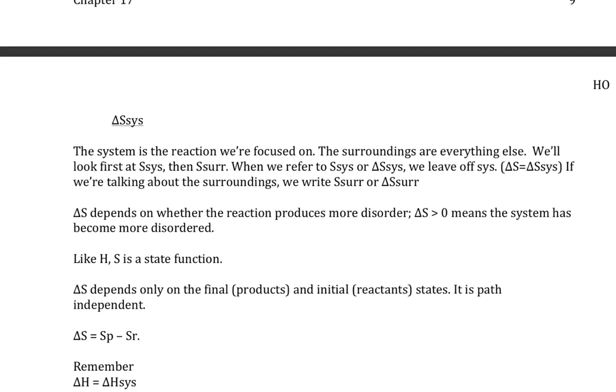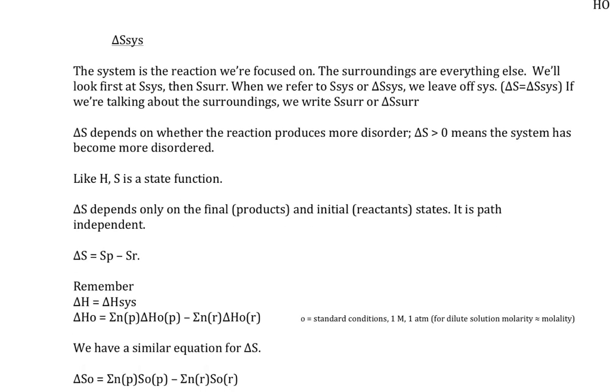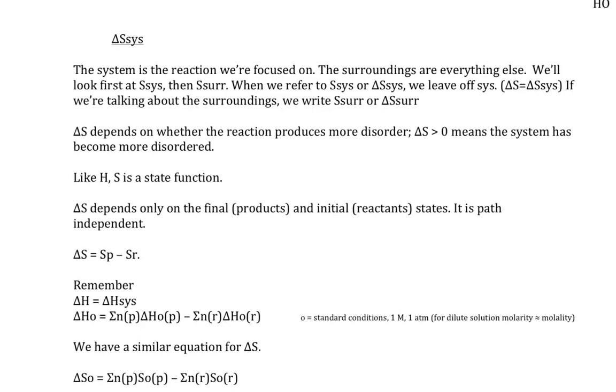Okay, so now we will look at the entropy change of the system, and then the entropy change of the surroundings, and then the entropy change of the universe. Okay, so the system is the reaction we're focused on. The surroundings are everything else. We will first look at the system, then the surroundings. When we refer to the system, so S of the system or delta S of the system, we leave off SYS. That is to say, if we see delta S, it simply equals delta S of the system. If we're talking about the surroundings, we write either S of the surroundings or delta S of the surroundings.